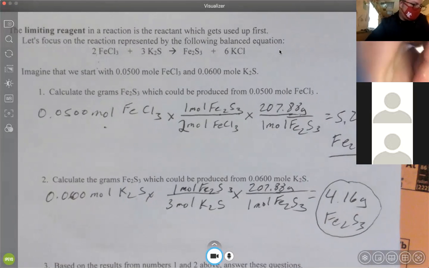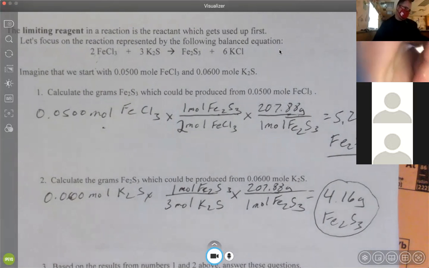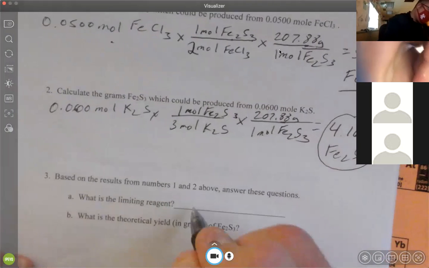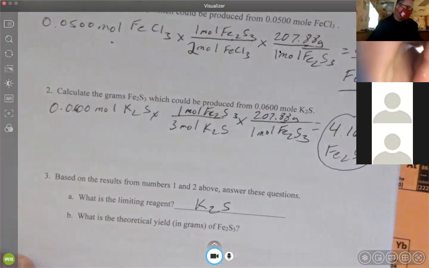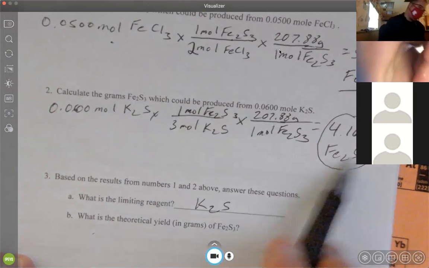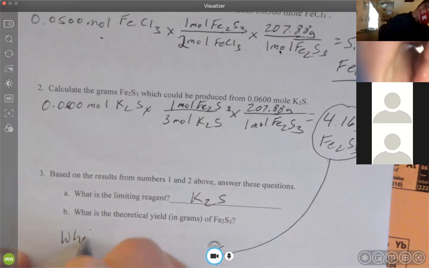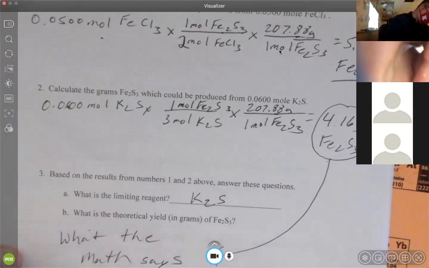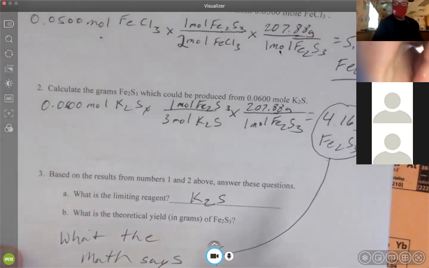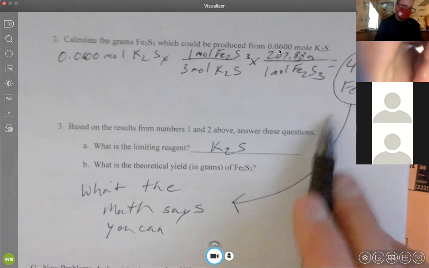Just like if you were making chocolate chip cookies, you may only have enough chocolate chips to make one batch. Even though you want 3 batches, you can only make 1 batch because you don't have enough chocolate chips. So that is called the limiting reagent. The K2S is the limiting reagent. The theoretical yield is what the math tells you you can make. We could theoretically make 4.16 grams of this.